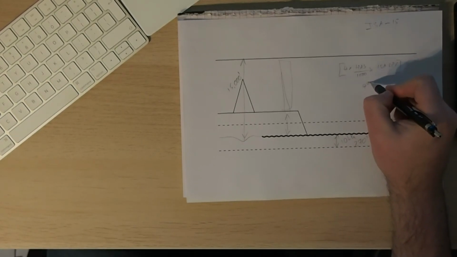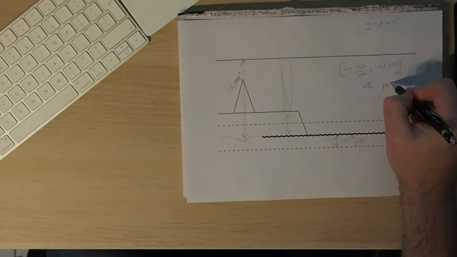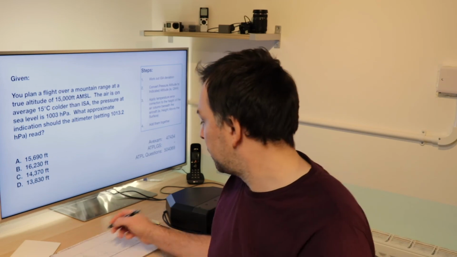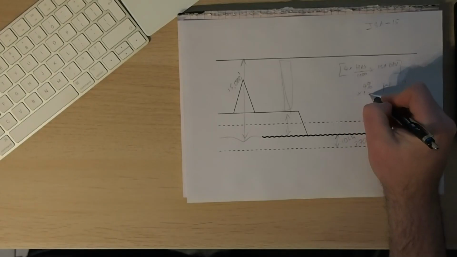So if we've got 4% per 10 degrees, well this time we're 15 degrees, happens to be minus 15 degrees, and 15 is 1.5 times larger than 10, so we can multiply 4 by 1.5, and that will be 6. So this time we're looking at a 6% error correction. Okay, how do you do that? Well, let me explain this.